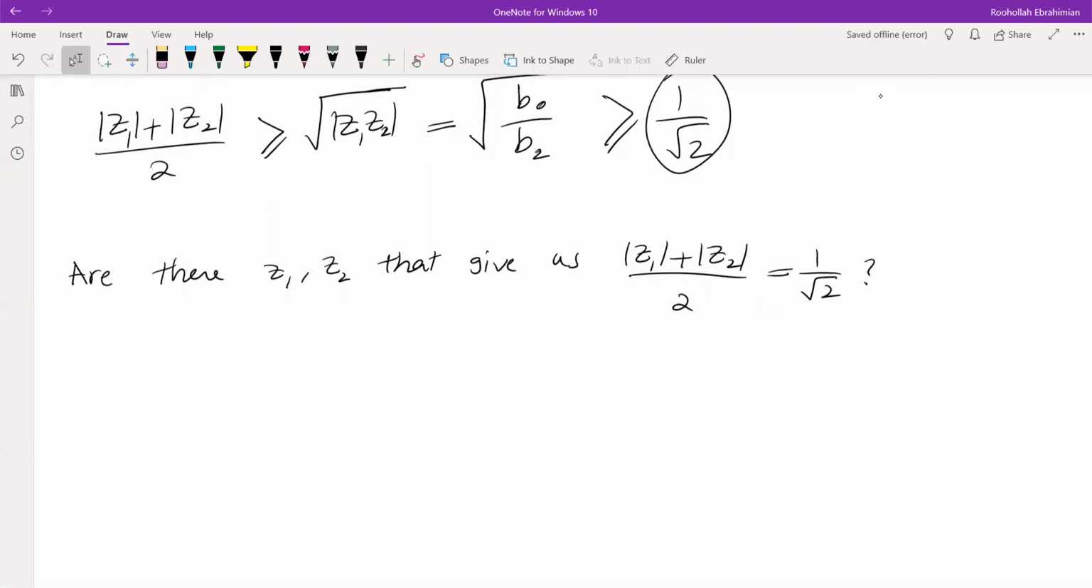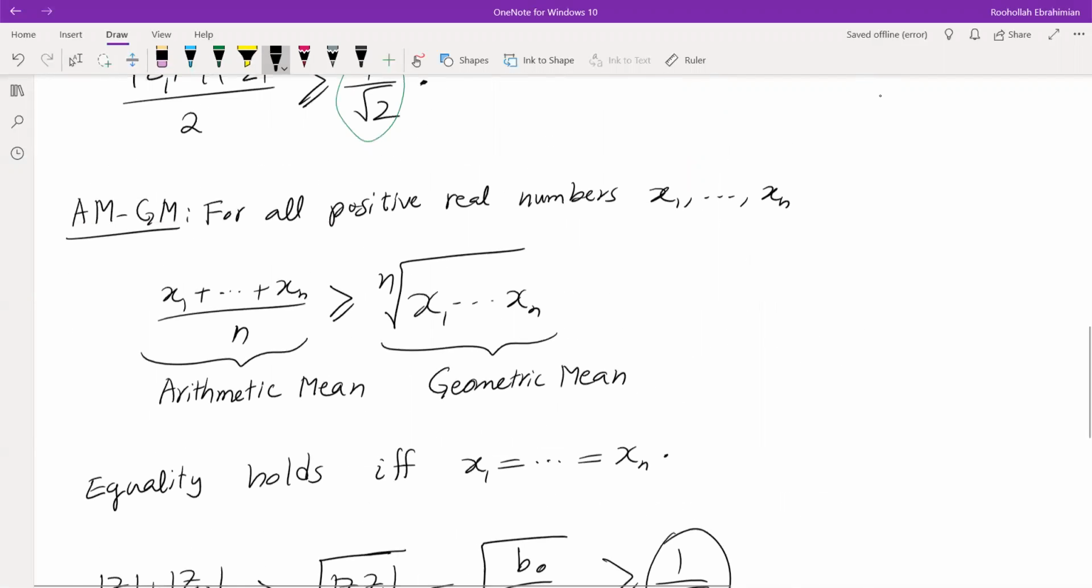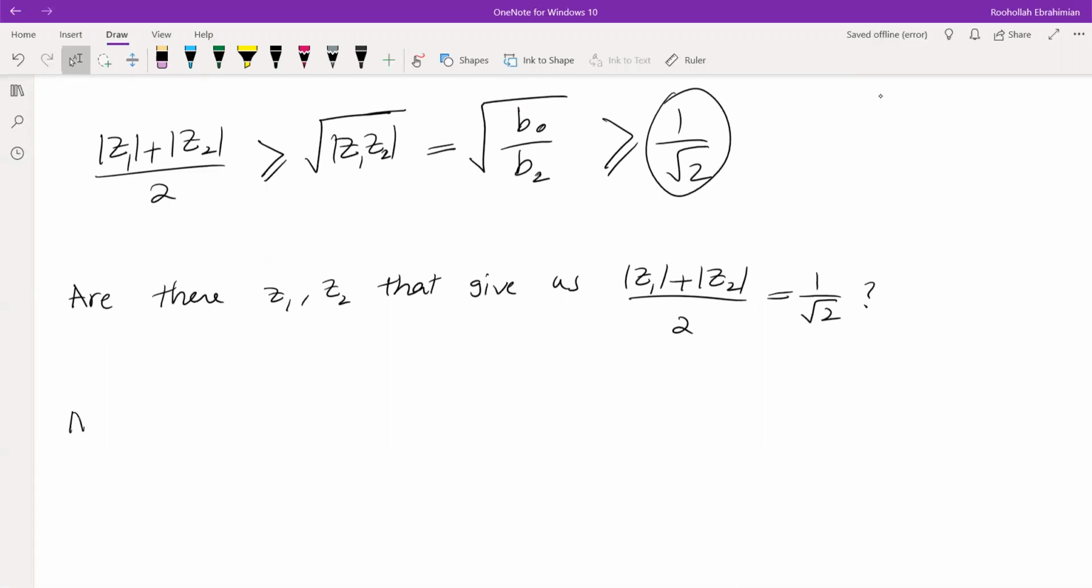So as I said here for AM-GM, the equality holds when all of these values are the same. So I need to be looking for the equality case. So I need the absolute value of Z1 equals the absolute value of Z2. And if they are the same, that means I need both of these to be 1 over root 2. If the average is 1 over root 2, which means the absolute values of root 2 Z1 and root 2 Z2 are both 1.